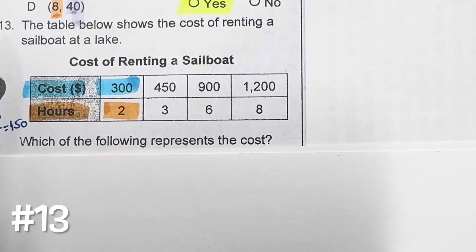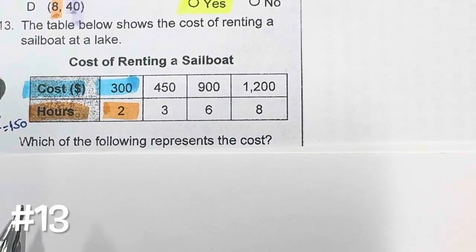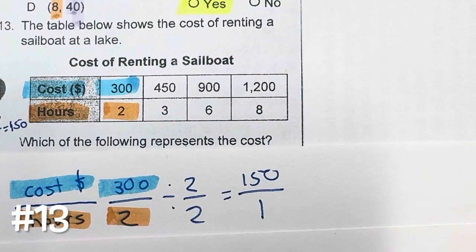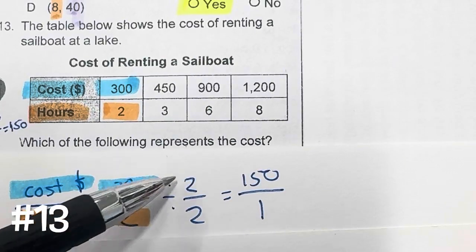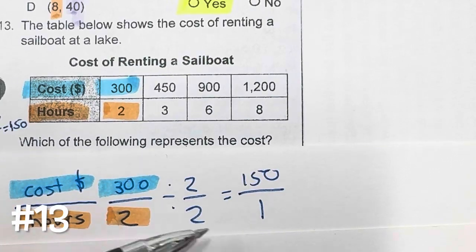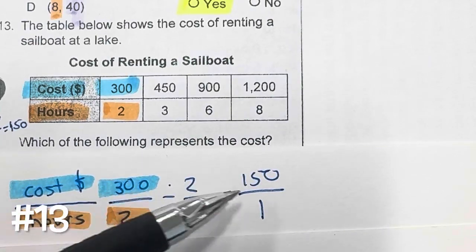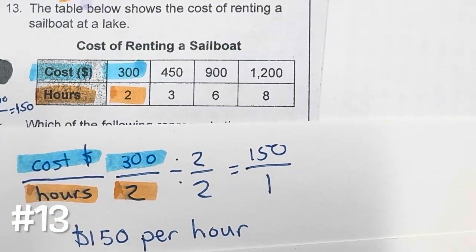Number 13, the table shows the cost of renting a sailboat at a lake. And it says, which of the following represents the cost? Well, let's go ahead and find the unit rate first, the cost for 1 hour. So if I take 300 per 2 hours, to find the unit rate, I divide by a giant 1 of 2 because I want the denominator to equal 1. 2 divided by 2 is 1. 300 divided by 2 is 150. So the cost per hour is $150.